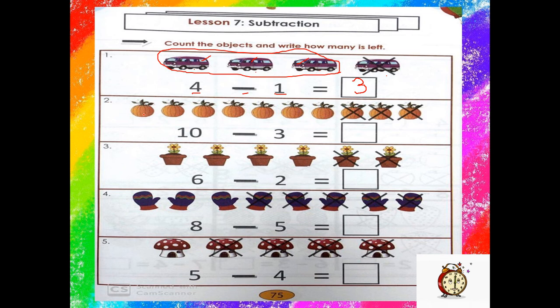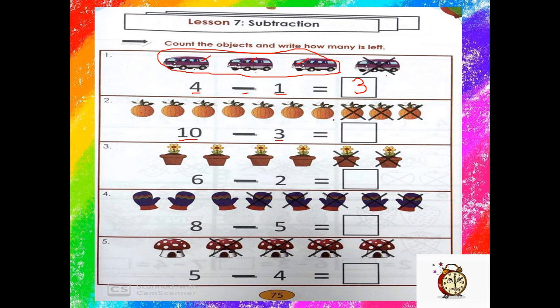First, you count all the objects. Okay, 1, 2, 3, 4, 5, 6, 7, 8, 9, 10. So you have here 10 objects. Okay, minus 1, 2, 3. So you have here 3. So you have 10 minus 3 equals what?